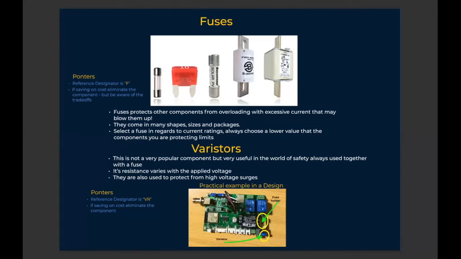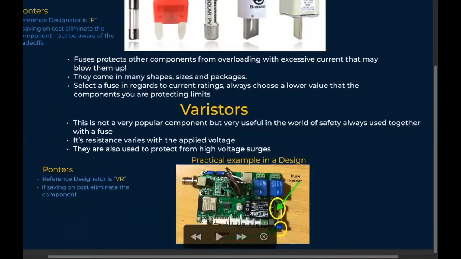So what are my pointers here? If you see VR on your PCBs, definitely that's a varistor. No other component has that reference designator. Again, if we want to save on cost, we can eliminate varistors, and maybe that's one of the reasons why most engineers don't use it. But again, that is attributed to them not knowing of its existence.